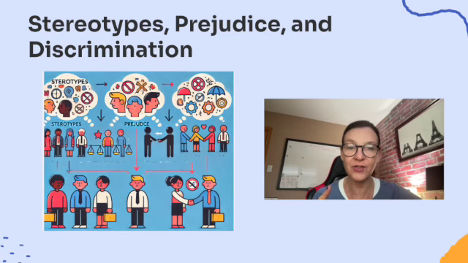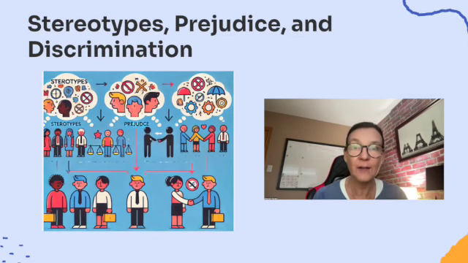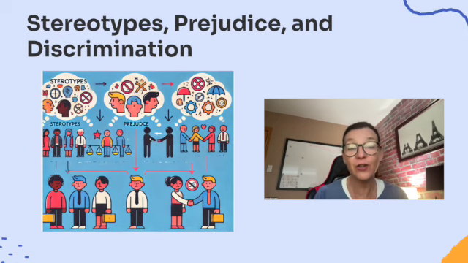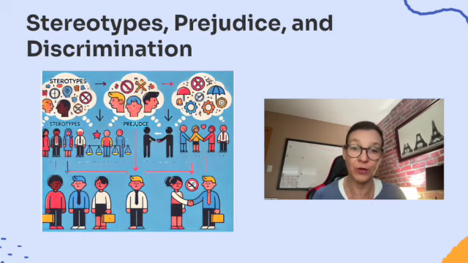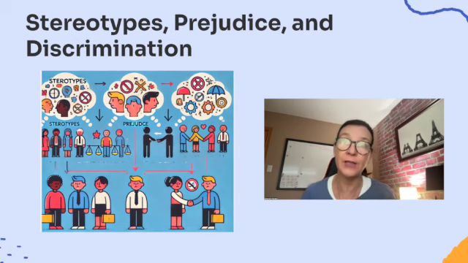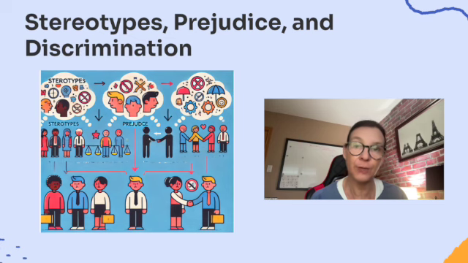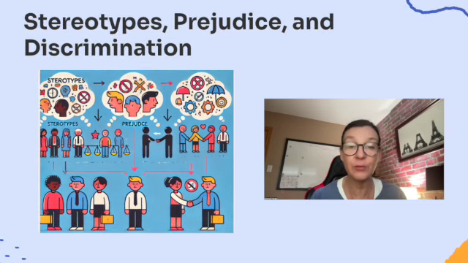Okay, let's look at the connection of all of that. Stereotypes often act as the foundation for prejudiced attitudes, which in turn lead to discriminatory behaviors. Okay, so now we're going to break it into the role of attributions. Stereotypes and prejudice are often linked to how we explain behavior through attribution theory.